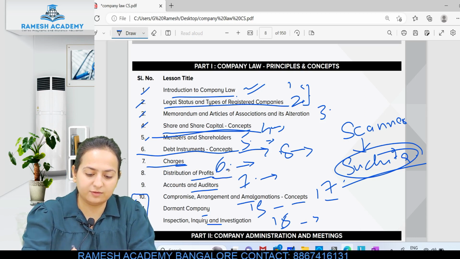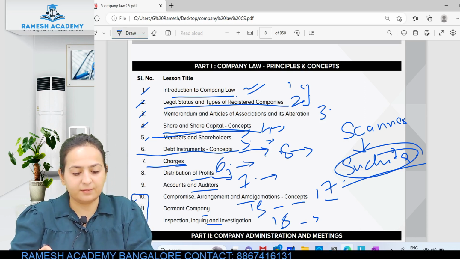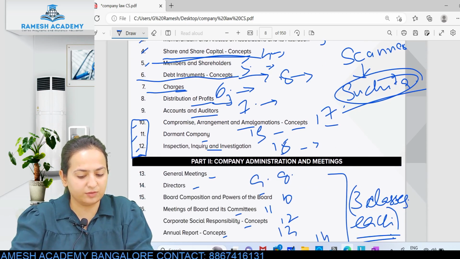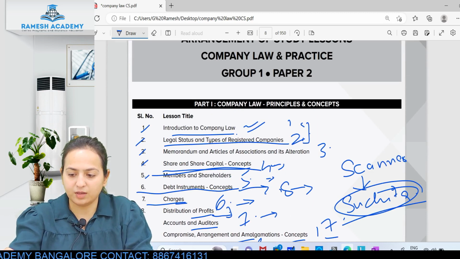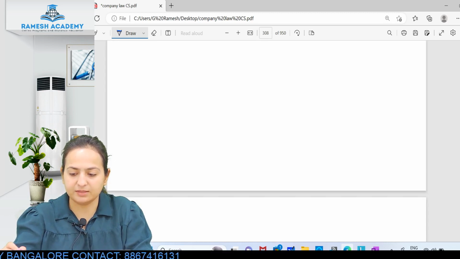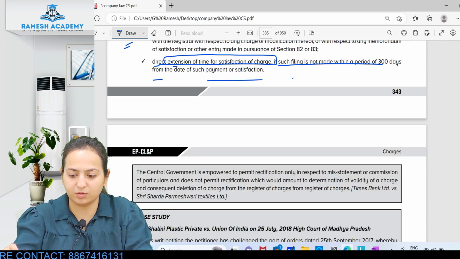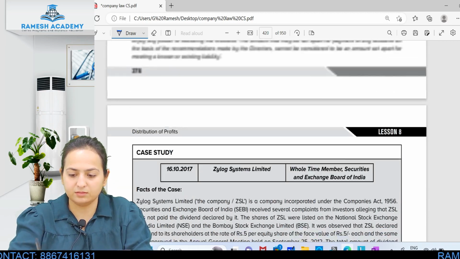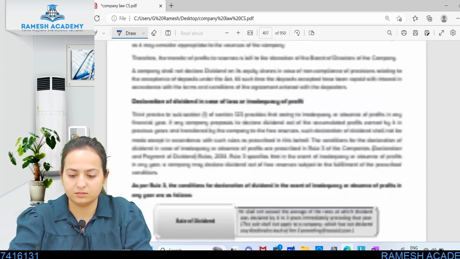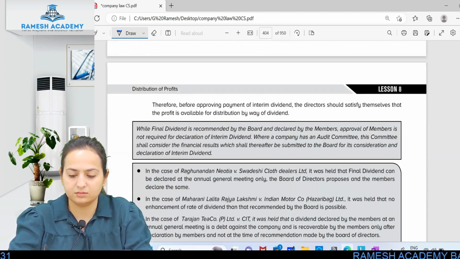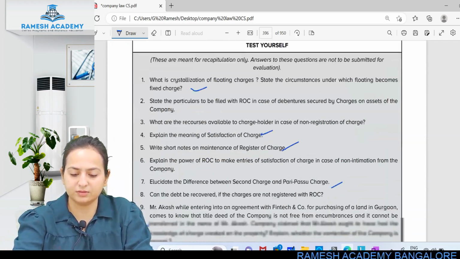Now today we have to start with the distribution of profits, and then will come accounts and auditors, and then 3 of the chapters will be left from part A. I hope you are revising all the chapters side by side after the class. Please open your module and write down. Lesson 8, distribution of profits.